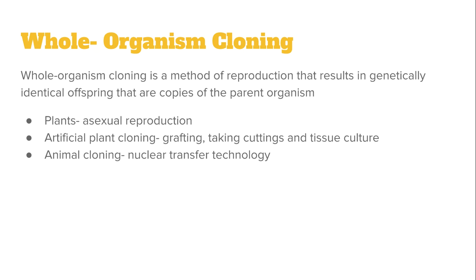And then we can also have whole organism cloning, and this is a method of reproduction that results in offspring that are genetically identical to the parent organism. In plants, this occurs by asexual reproduction. We can have artificial plant cloning, that's by grafting, taking cuttings and tissue culture. And then we have animal cloning, where we see nuclear transfer technology.